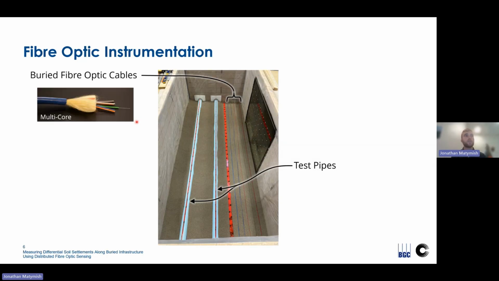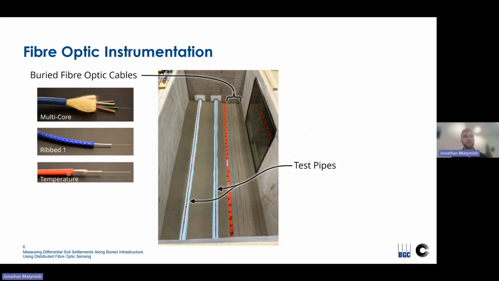The first of these cables was a multi-core cable, where you can see that there's a number of internal cables inside of this smooth exterior jacket. The second cable we included was a ribbed cable, which has this strain-locked internal fiber that's bonded to this ribbed outer core, which gives it greater compliance with the adjacent backfill soil.